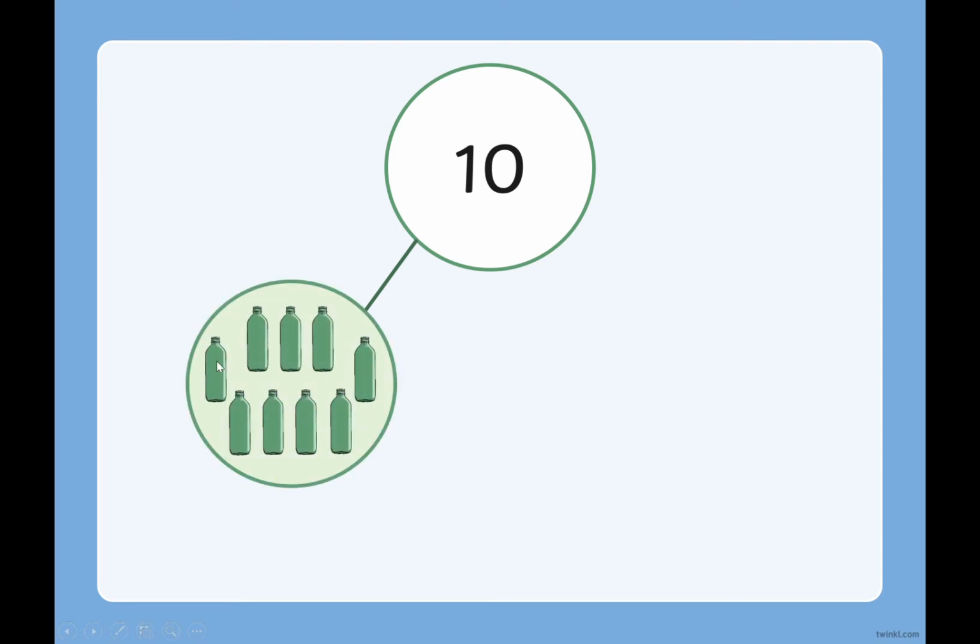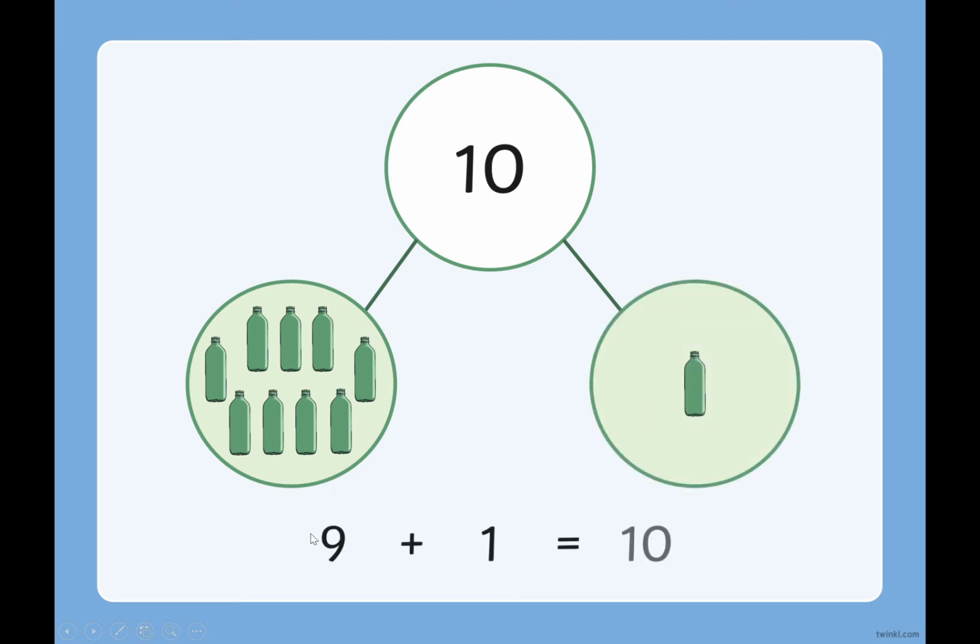And here's our part-whole method. So we're making 10. This whole activity is going to be about making 10 in the different ways. So here we have got 9 bottles, okay, and 9 and what make 10? 9 and 1 make 10. And here is our number sentence just to show us 9 plus 1 equals 10.